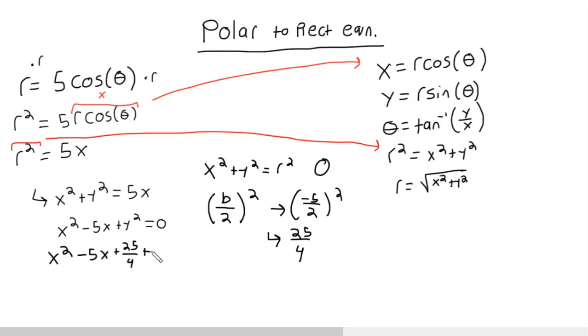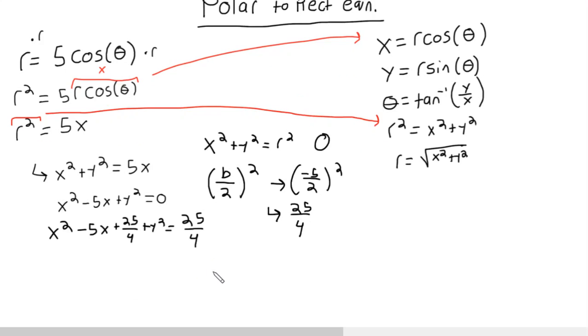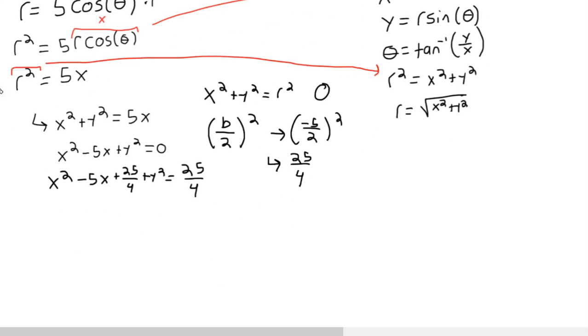But I can't do it for free. I got to add it to the right-hand side as well. So that 0 plus 25 over 4 is just 25 over 4. So all I did again was I recognized that I have an x squared and a y squared in here. Recognize that this is a circle, but I want this circle in a form where I can recognize what the center is and what the radius is.